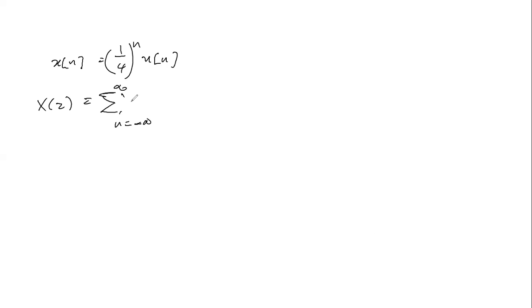Say s[n] is the same as (1/4)^n u[n]. Okay, so we want to evaluate the Z transform. So we already know that the Z transform is the sum, n taking -infinity, of s[n]z^-n. So we know s[n] to be this expression. So that will be the sum, n from -infinity to +infinity, of (1/4)^n u[n] z^-n.